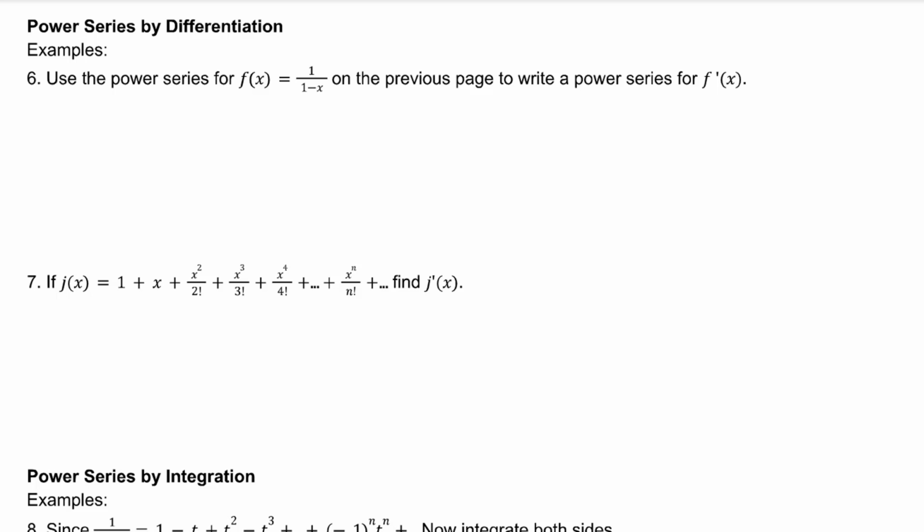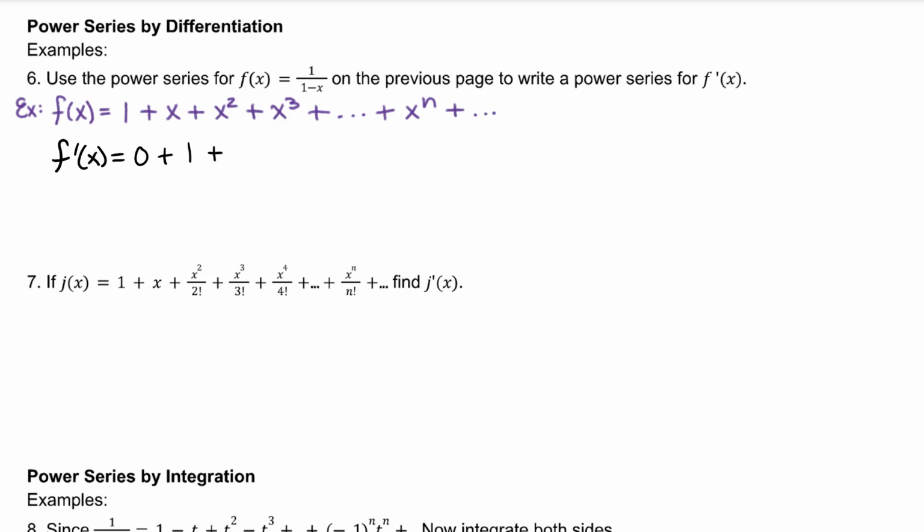Use the power series for f of x equals 1 over 1 minus x on the previous page to write a power series for f prime of x. This was the very first example we did before we even did example 1. To derive a power series, you just take the derivative of each term. That's the beauty of a power series. It's much easier to derive because it's in polynomial form. That could also be written without that 0.